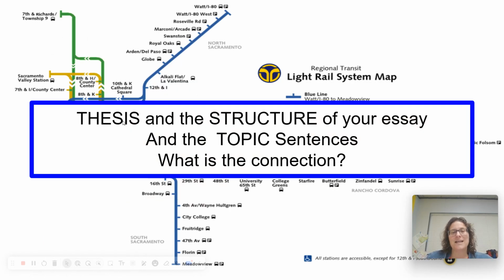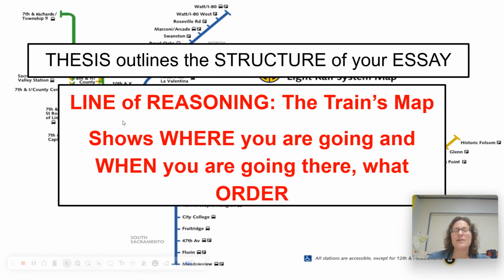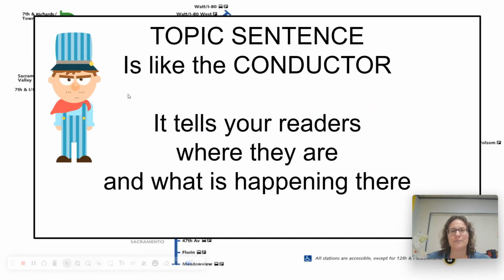So what is the connection between the thesis and the structure of your essay and the thesis and your topic sentences? Well, the thesis outlines the structure of your essay. Think of it as your map. Your thesis is your line of reasoning. It's the map that tells your reader where you're going. Where is this train headed? What are the stops? What order are they going to be in?